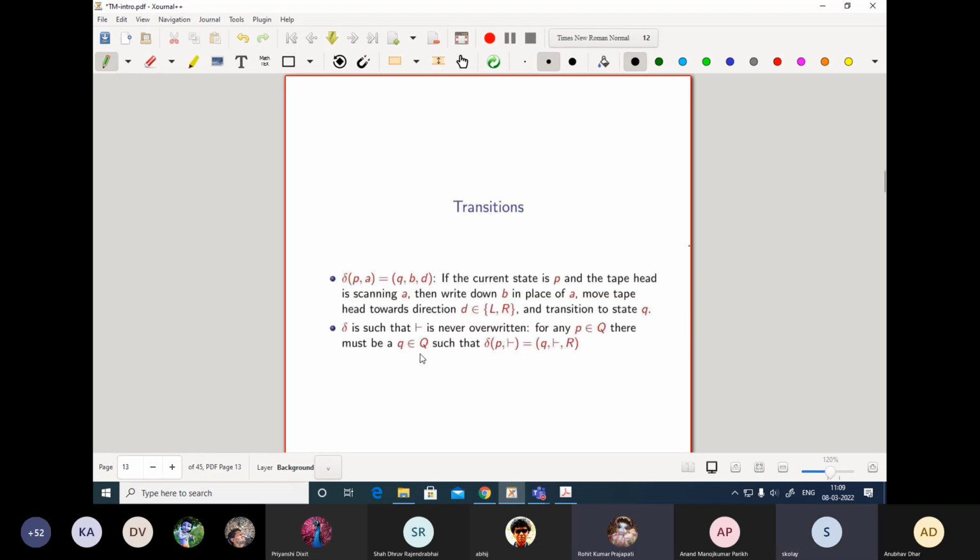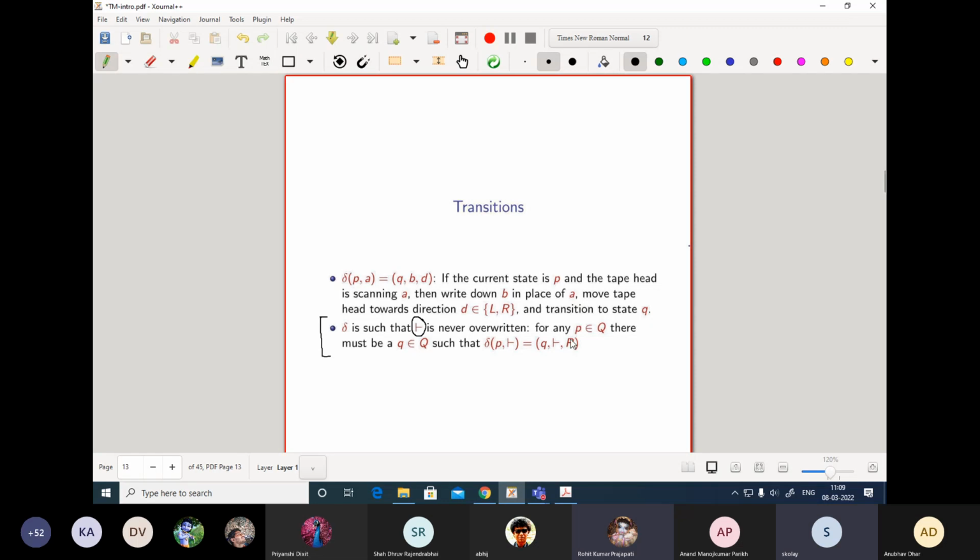Okay, so one thing that we have to be careful about is, as I said before, that the left-hand marker never gets overwritten. We have to keep the left-hand marker as it is so that we don't move beyond the left-hand marker towards the left.